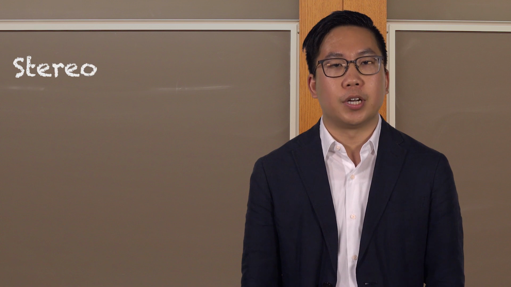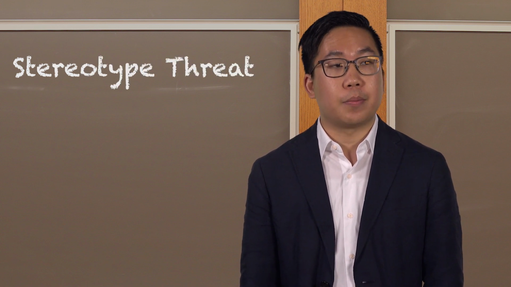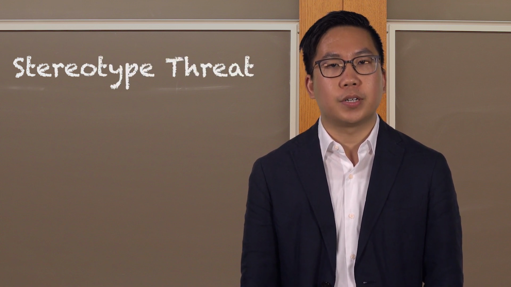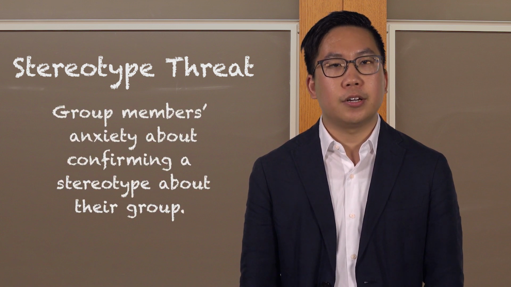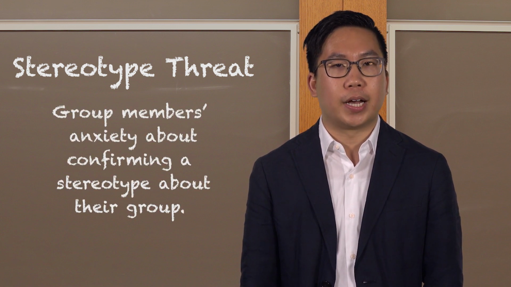You may be familiar with one type of identity threat known as stereotype threat. Stereotype threat happens when there are social or physical cues in an environment that evoke a cultural stereotype about a particular group, and members of that group become worried about confirming that stereotype. Stereotype threat can often have negative effects on performance.